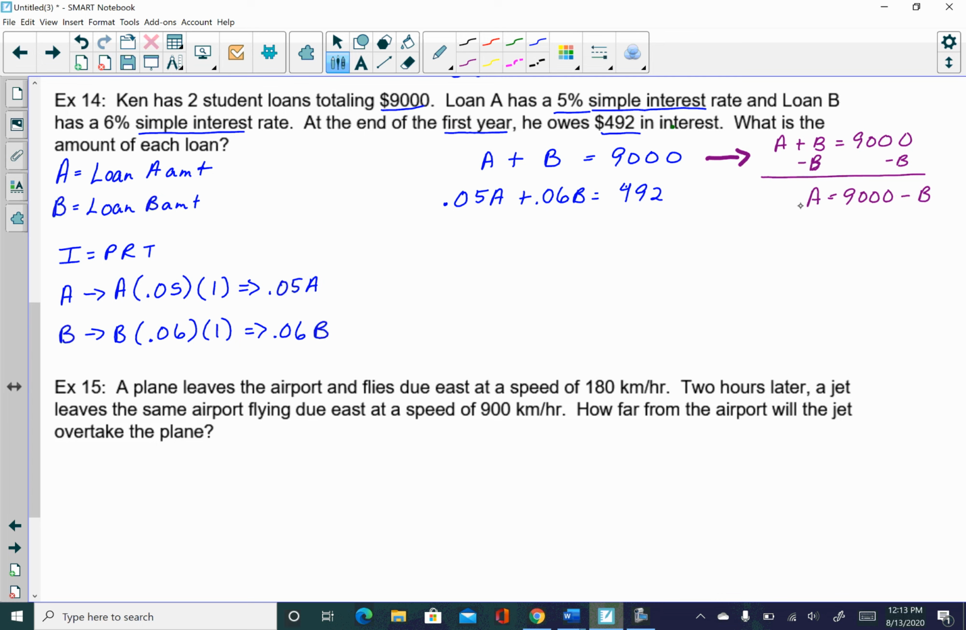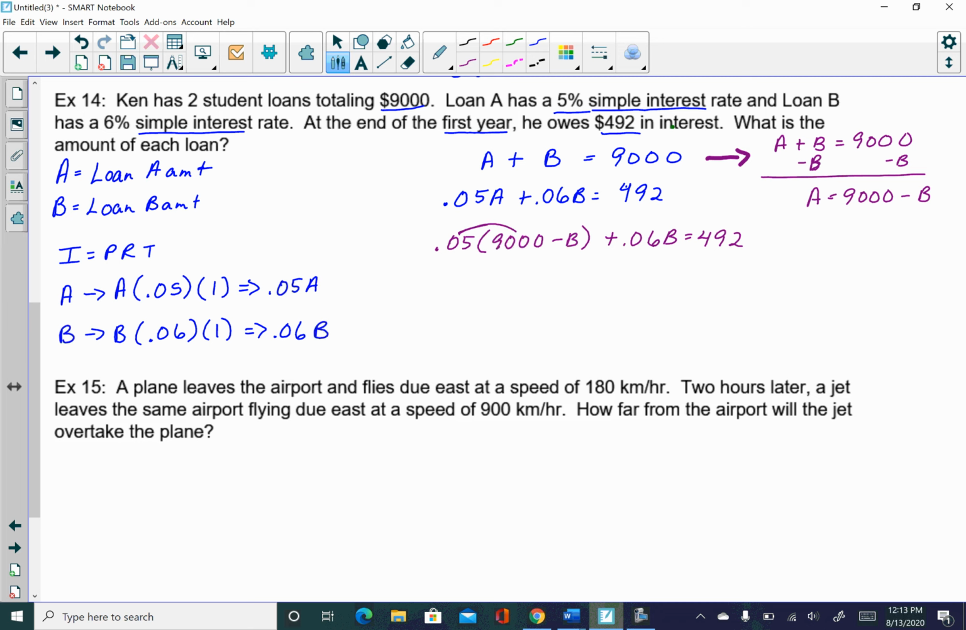What that allows me to do is to come to the second equation here and substitute it in. Everywhere I see an A, I can plug in this expression. So notice what happens now. 0.05 in place of A, I'm going to put in 9,000 minus B plus 0.06B equals 492. Sorry. Equals 492. Okay. Already at this point, I'm in terms now of just one letter B, and that's going to allow me to solve this as a linear equation as I have been.